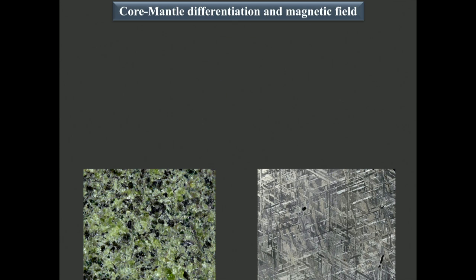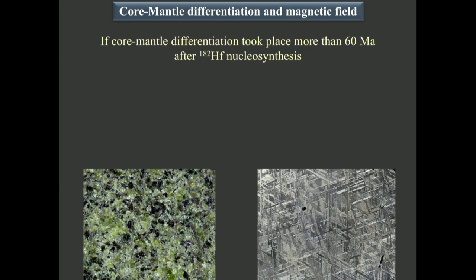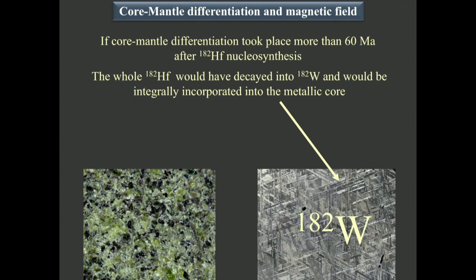So let us imagine that core differentiation took place after 60 million years. Of course, at that time, there is no more hafnium-182. It is totally decayed into tungsten. And of course, all the tungsten will be incorporated in the metal in the core. So this is not very interesting for us.